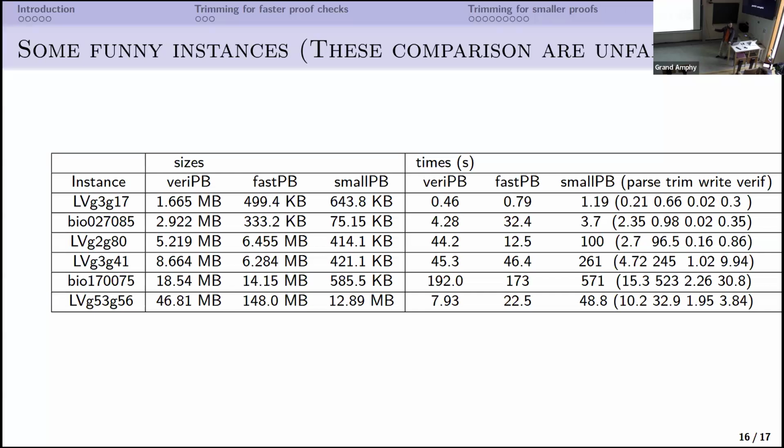That's because of the elaboration. The hints are enormous, and it makes the proof extremely large. So don't take these as real comparisons between the tools. We need to work much more on the fast PB trimmer and the small PB trimmer to produce a real, comparable benchmark. And I think that's all.